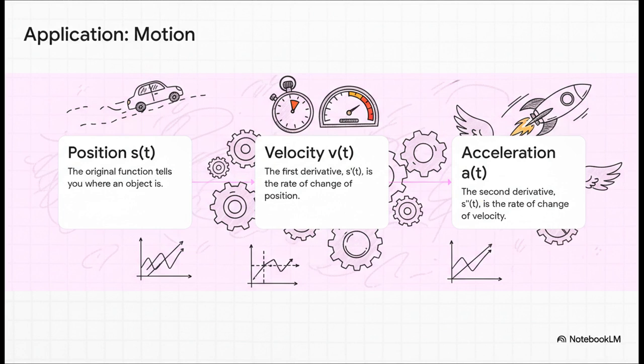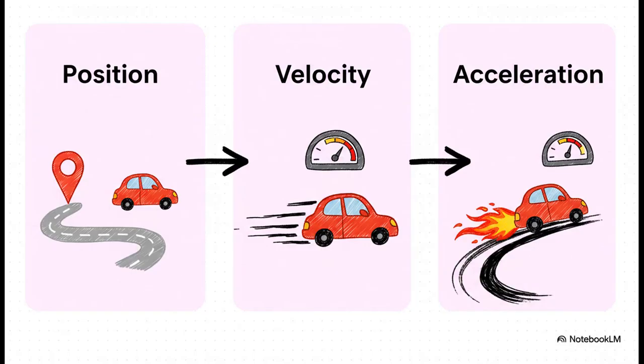That's the rate of change of position. Now, what happens if you take the derivative of velocity? You get acceleration, the rate of change of velocity. See the pattern? So you can see how each derivative peels back another layer of the story. The original position function just asks, where is the object? The first derivative, velocity, asks a more sophisticated question. How fast is it moving, and in what direction? And then the second derivative, acceleration, asks, and how is that velocity changing? Is it speeding up? Slowing down?